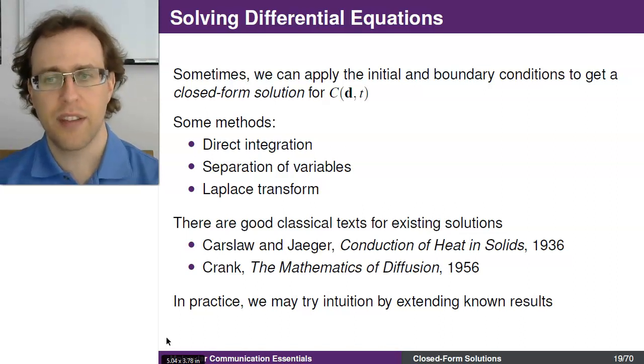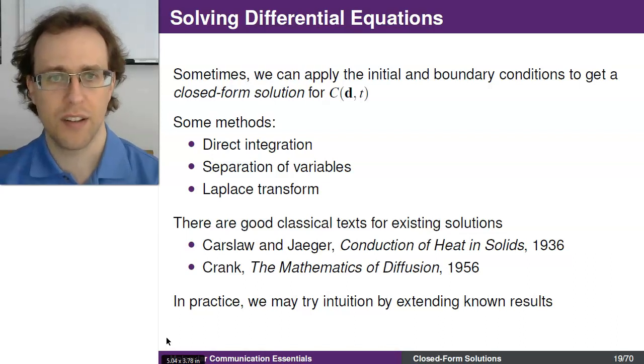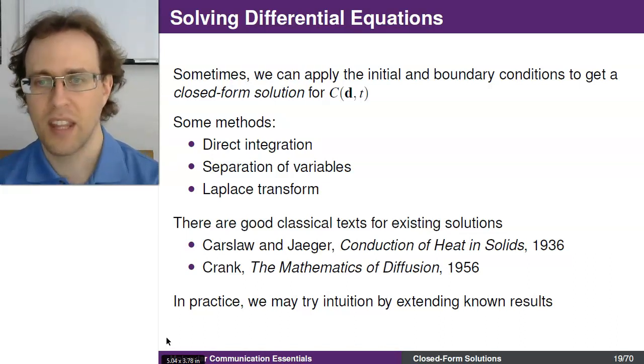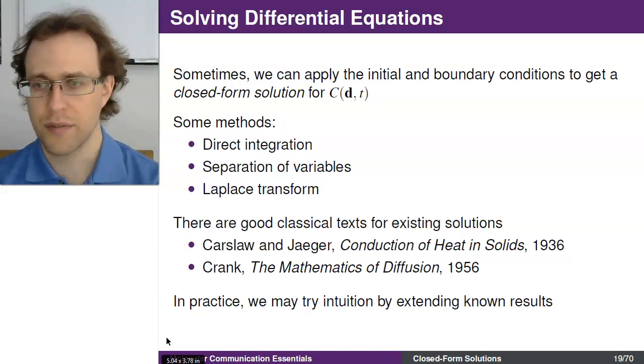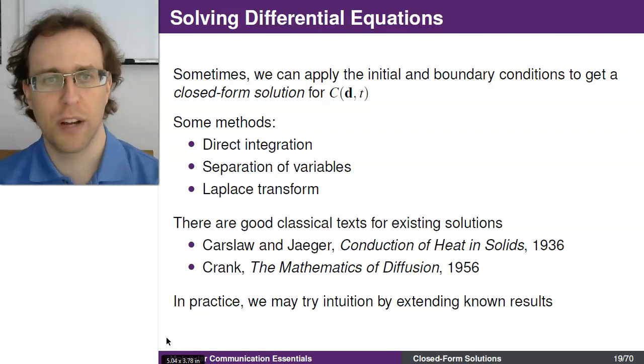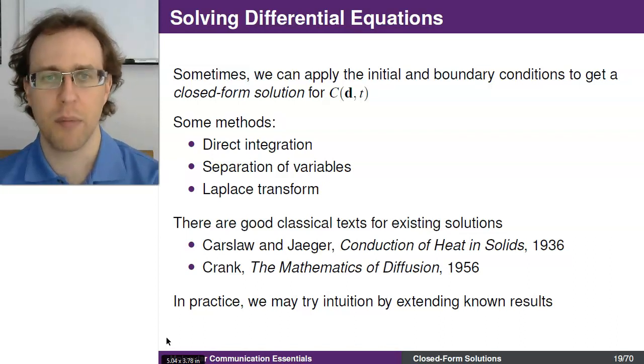There are some very good classical texts that give existing solutions. I want to draw particular attention to Carslaw and Jaeger, who had the book Conduction of Heat in Solids back in 1936, and John Crank, who wrote The Mathematics of Diffusion. The first version was in 1956, and I think there was another version in the 1970s. I think these are both old enough to qualify as classical texts, and they're basically repositories of different ways of solving systems of differential equations.